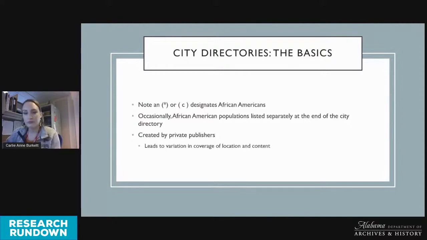Another important thing to remember about directories is that they're created by private publishers. The reason why this is important is this leads to variations in each publication and also coverage of location and content. Therefore, directories are not uniform. They can always vary and they usually will. So they're not all going to be the exact same.